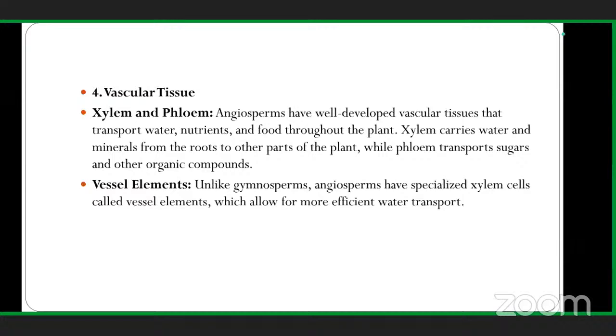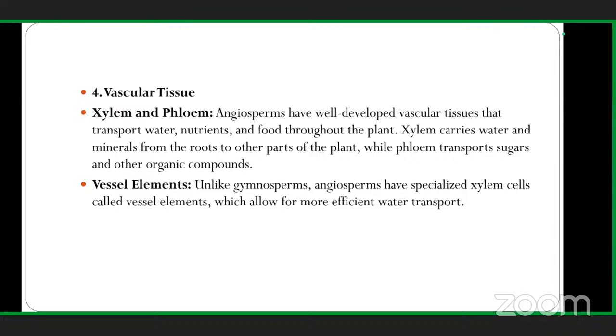Number 1, xylem and phloem. Angiosperms have well-developed vascular tissue that transports water, nutrients, and food throughout the plant. Xylem carries water and minerals from the roots to other parts of the plant, while phloem transports sugars and other organic compounds. So what is the role of xylem? It carries water and minerals from the roots to other parts of the plant, while the phloem transports sugars and other organic compounds.